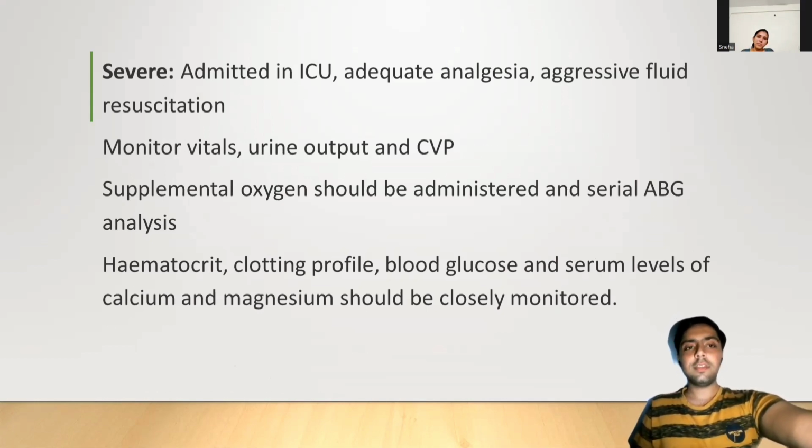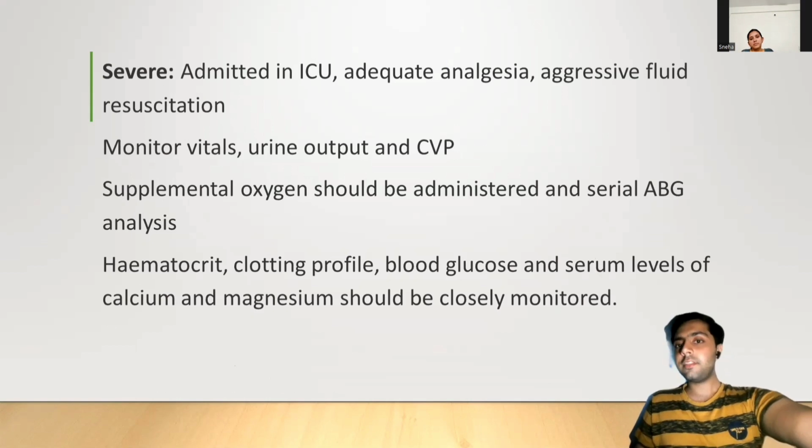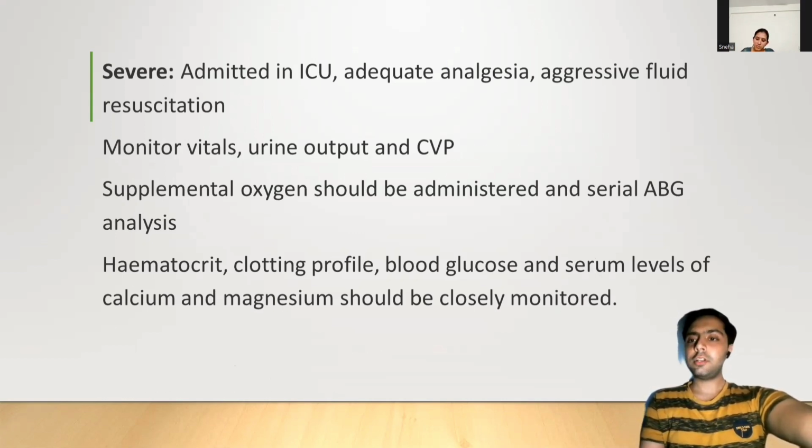In severe cases, we admit the patient to the ICU. Adequate analgesia and aggressive fluid resuscitation have to be given. Analgesia is very important. We cannot give paracetamol in this case because it won't suffice for the pain. We can give tramadol, and opioids can be given. Morphine is contraindicated and cannot be given, but otherwise fentanyl can be given. So when a patient comes to you, you start with all these analgesics. Dynapar you can give.